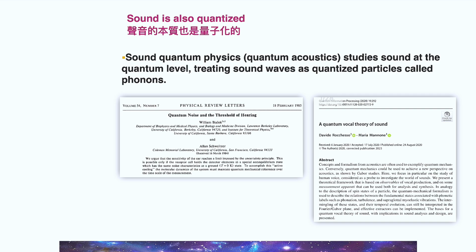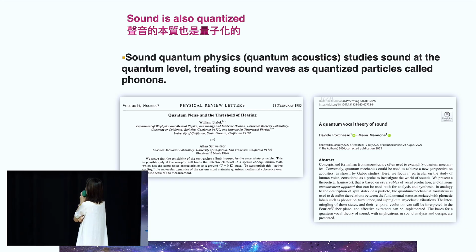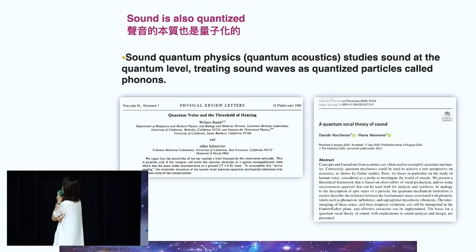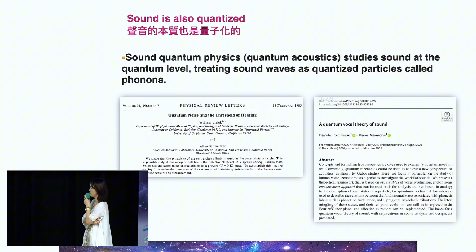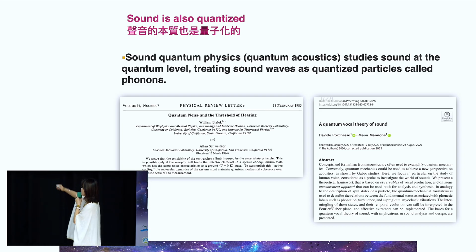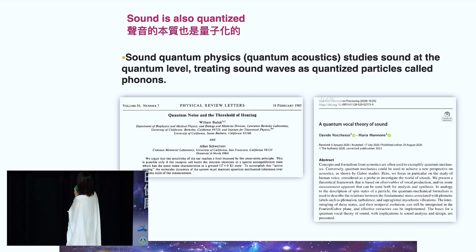However, sound itself is also quantized. Quantum acoustics is the study of sound at the quantum level, which treats the sound wave as quantized particles called phonons. Here are just two examples of journals, one published in PRL, Physical Review Letters, and the other proposing the quantum vocal theory of sound.